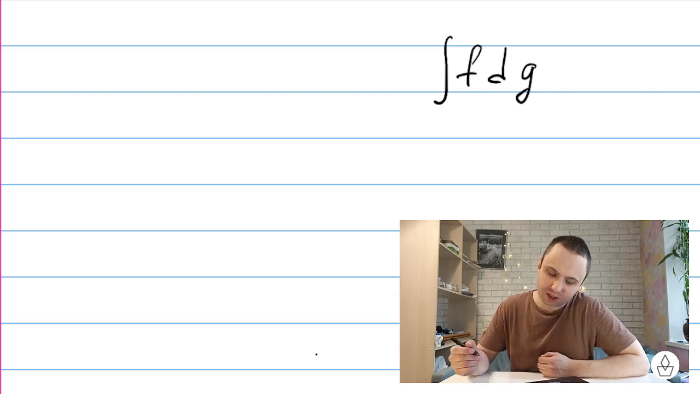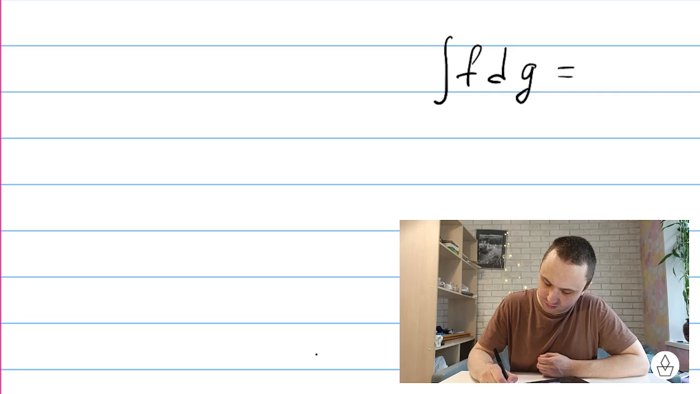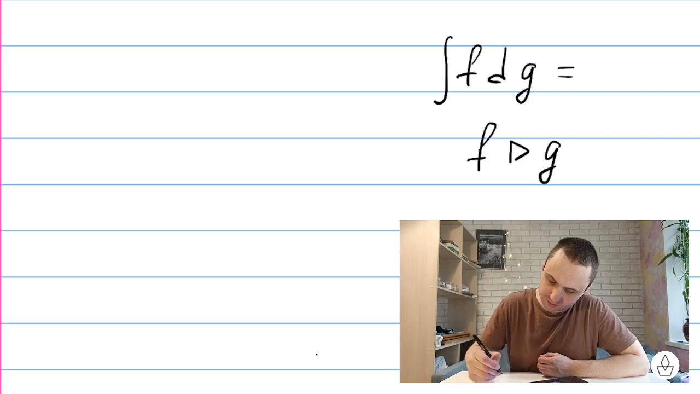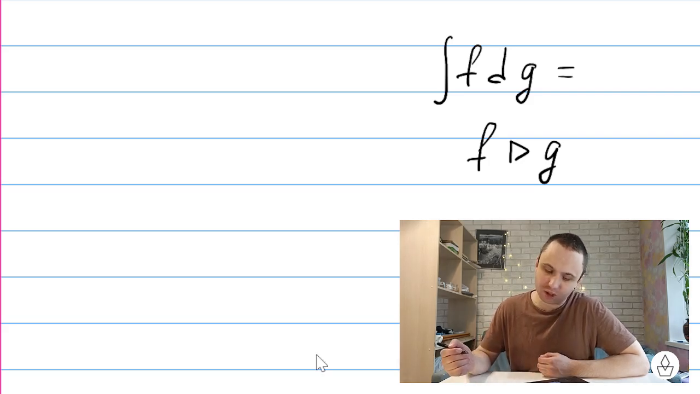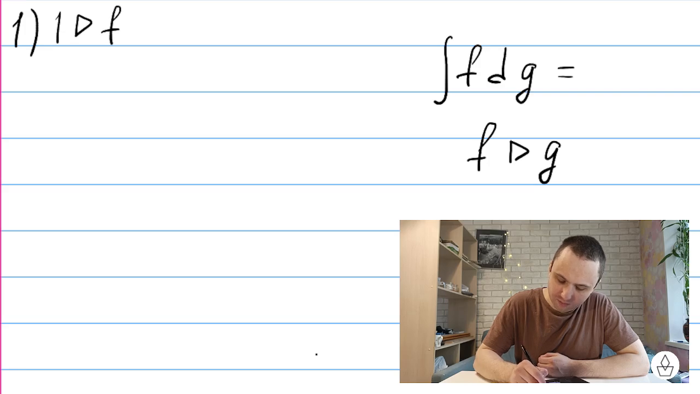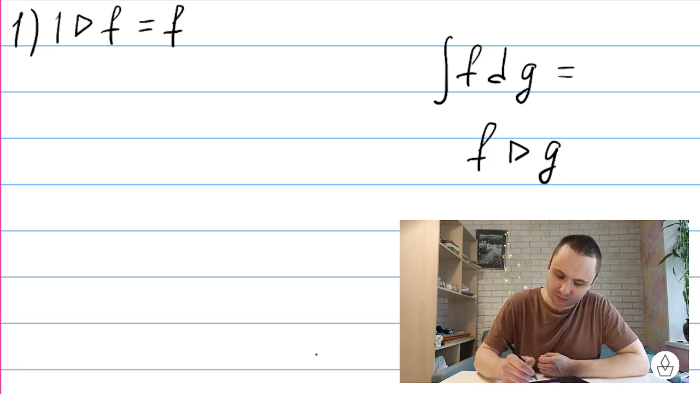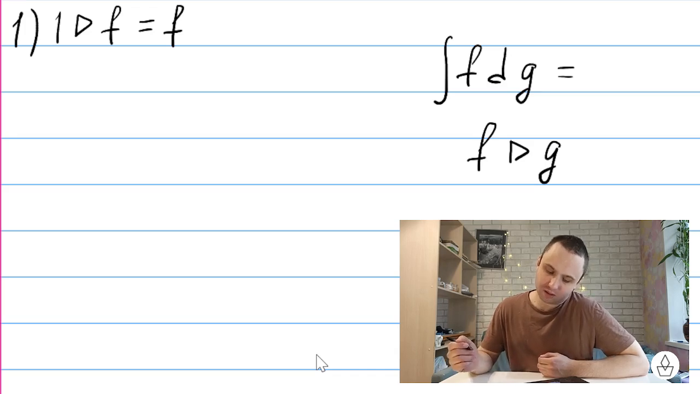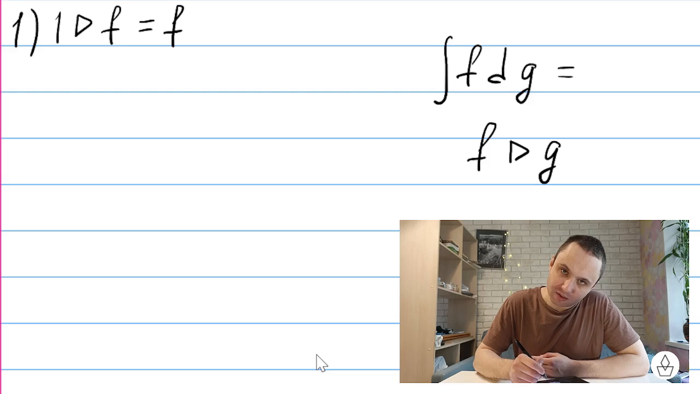Well, the integral is usually denoted as integral f dg. But instead of that, we will write the integral as an operation, a triangle: f integral g. That satisfies the following axioms. First, identity axiom. 1 integral f is equal to f. 1 is the multiplicative identity.